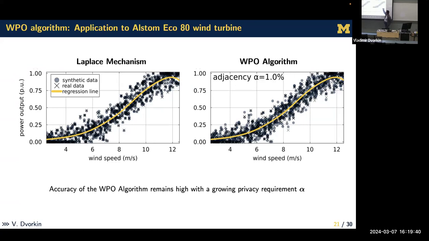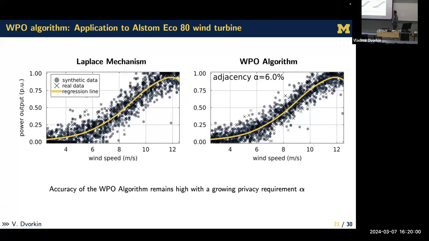And this algorithm will also apply noise to data, but it will use optimization-based post-processing. And adjacency alpha will vary. So alpha is 1%. We want any two records to be indistinguishable if they are within a 0.01 range of each other. It's a small parameter, but now we will increase the amount of noise and see what happens.